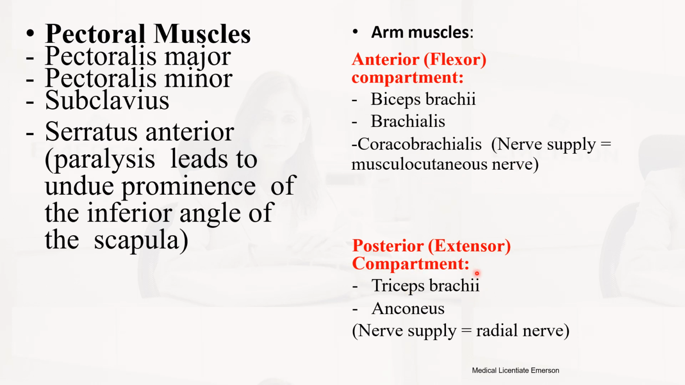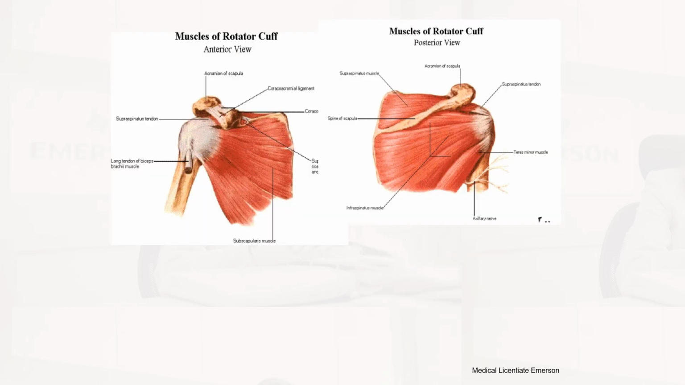Then you have the posterior, which is the extensor compartment. You have the triceps brachii and the anconeus. The nerve supply is the radial nerve. So the posterior compartment contains the extensors, and the anterior compartment contains the flexors.